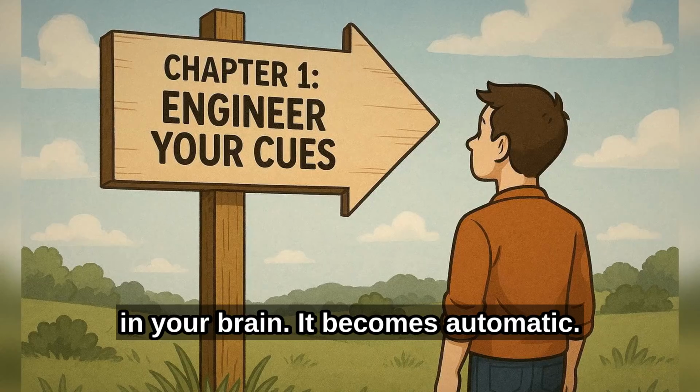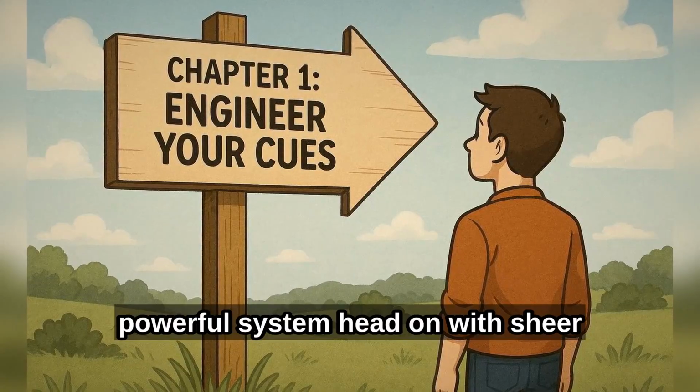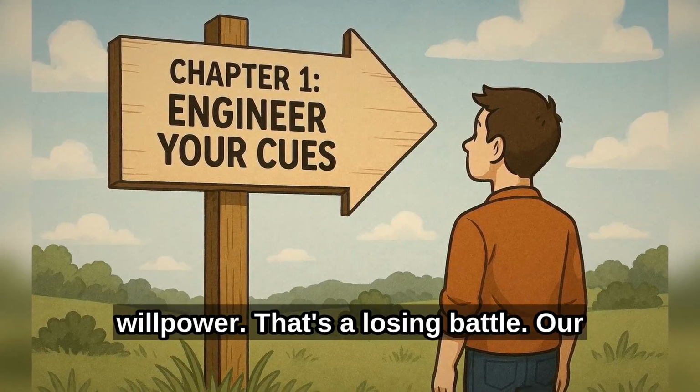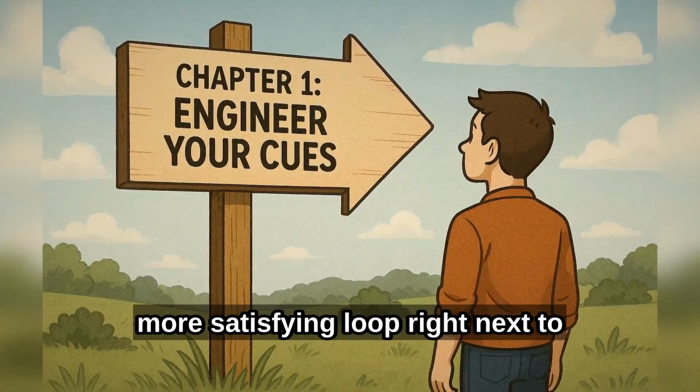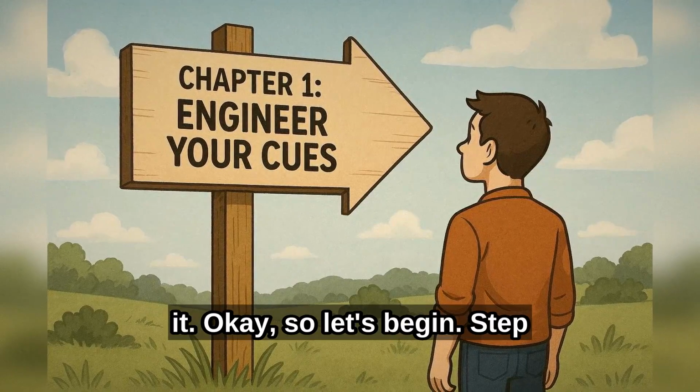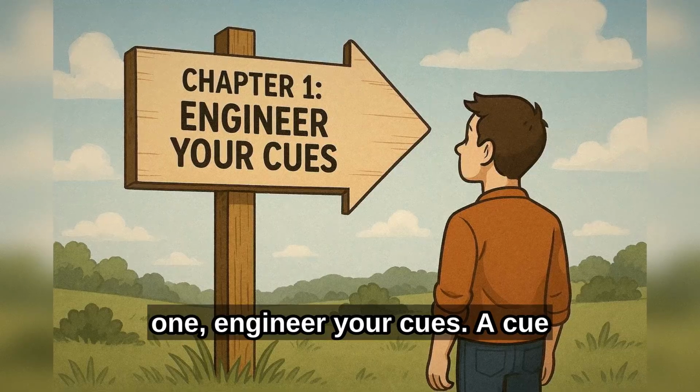It becomes automatic. Our job isn't to fight this powerful system head-on with sheer willpower. That's a losing battle. Our job is to build a better, more satisfying loop right next to it. Okay, so let's begin. Step 1. Engineer your cues. A cue is a trigger that tells your brain to go into automatic mode and which habit to use.